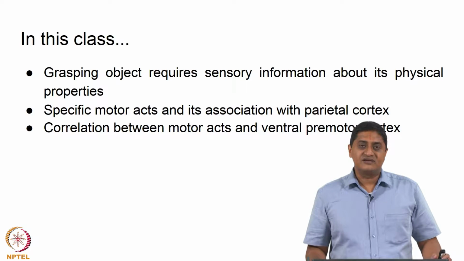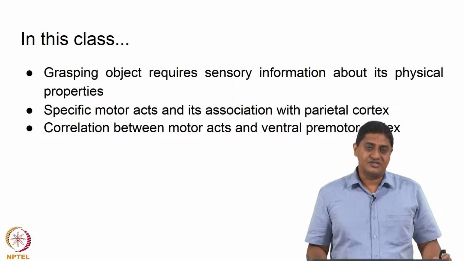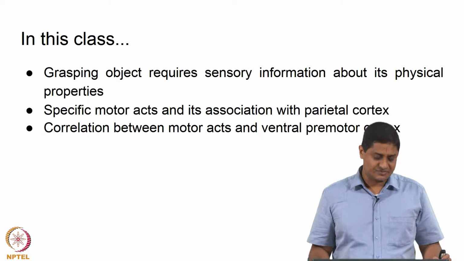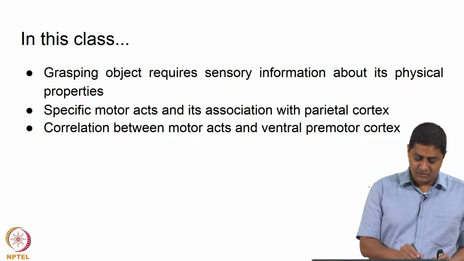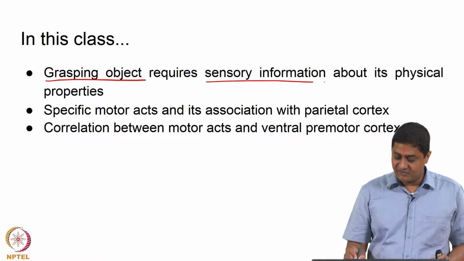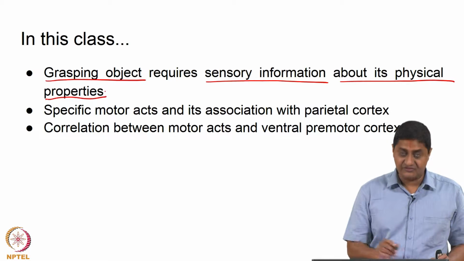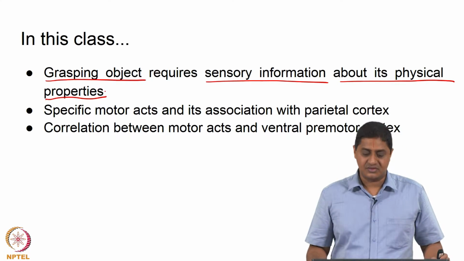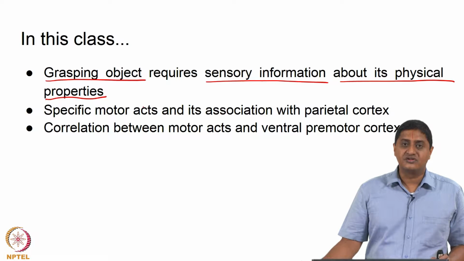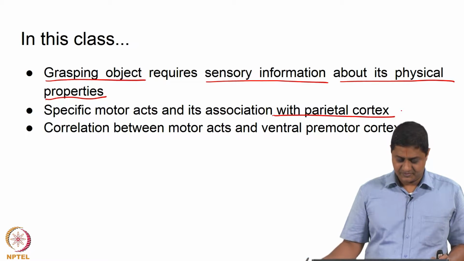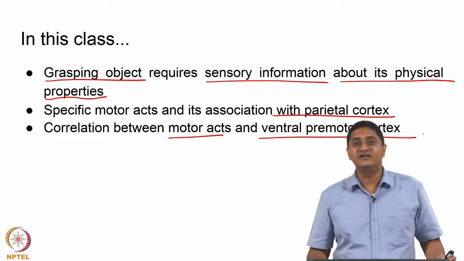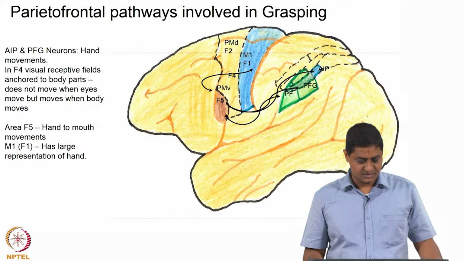In the last class, we saw that specific regions of the parietal and premotor cortex are responsible for generating movement plans concerning reaching and grasping. In this class, we will see how grasping an object requires sensory information about the physical properties of the object, for example, the dimension and the texture. We will also look at specific motor acts and their association with parietal cortex, and the correlation between motor acts and the activity in the ventral premotor cortex.